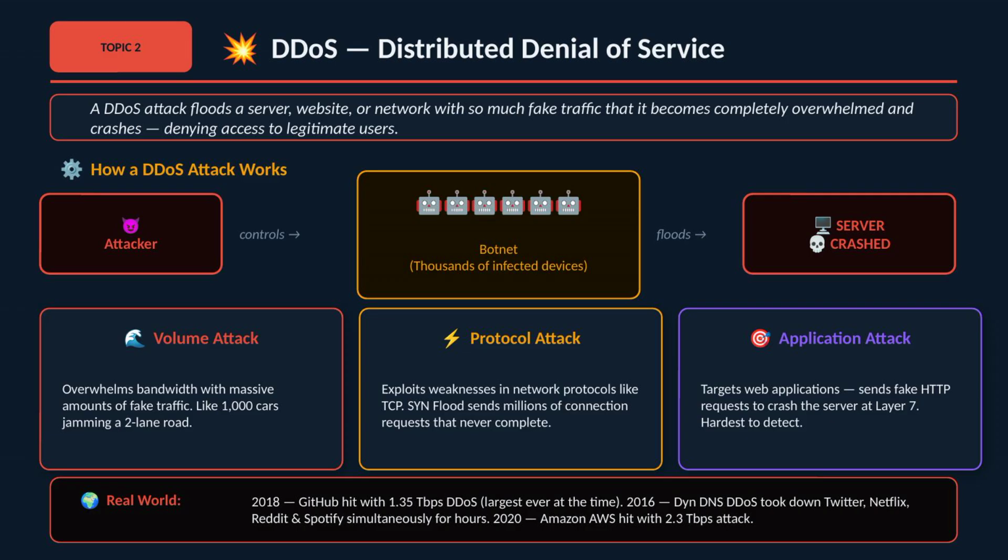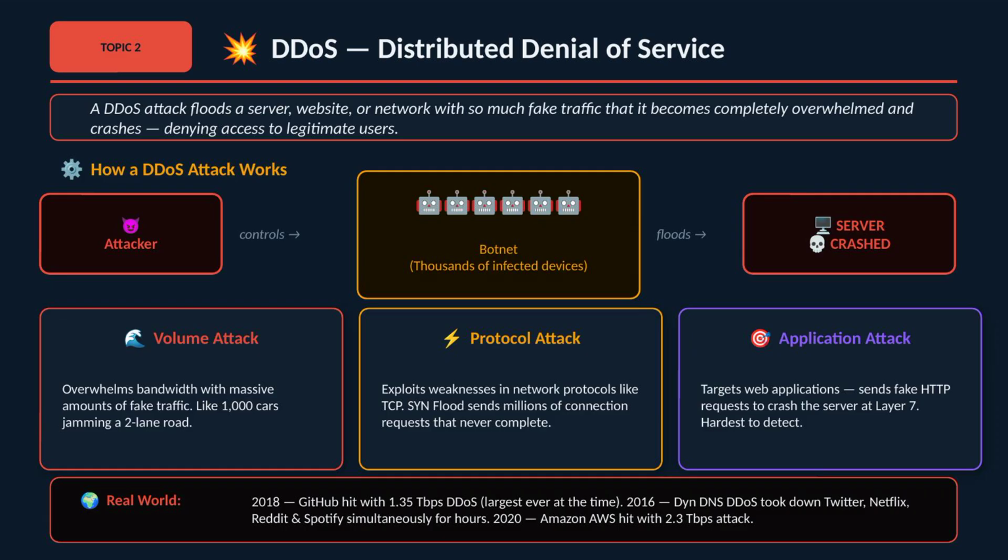There are 3 main types of DDoS attack. Volume attacks overwhelm the bandwidth with sheer scale, like 1,000 cars jamming a 2-lane road. Protocol attacks exploit weaknesses in the TCP protocol itself. A SYN flood sends millions of connection requests that are never completed, consuming all available server resources. And application layer attacks send fake but realistic-looking HTTP requests to crash the web server. These are the hardest to detect because the traffic looks legitimate.